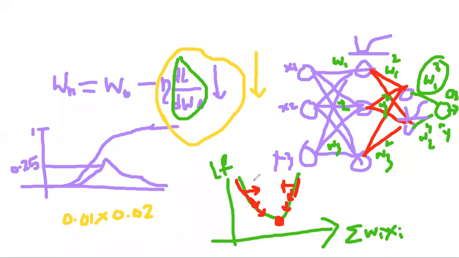So finally, what is our requirement? If we use gradient descent, we need to move to this position.